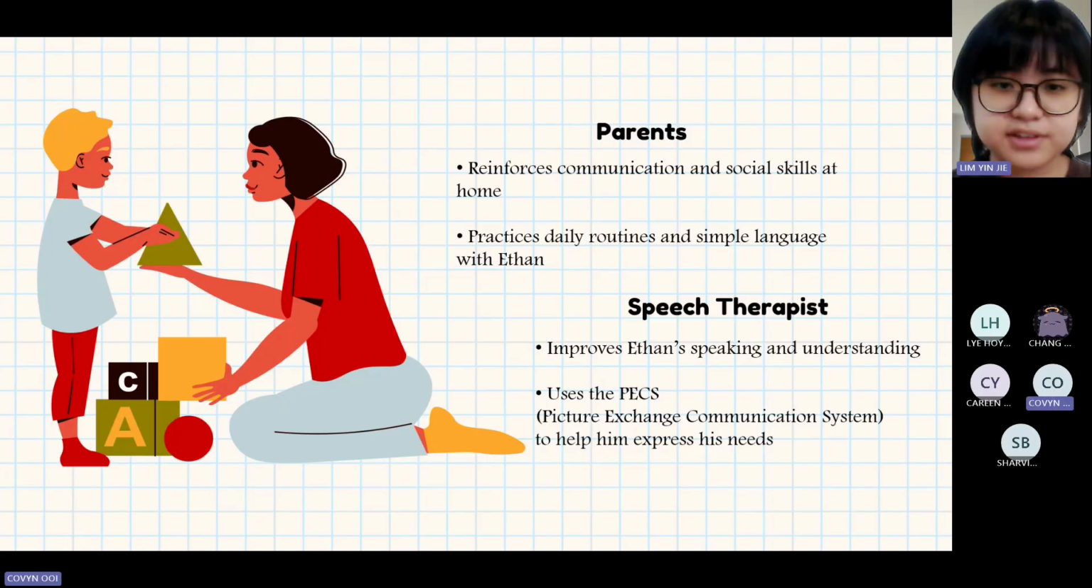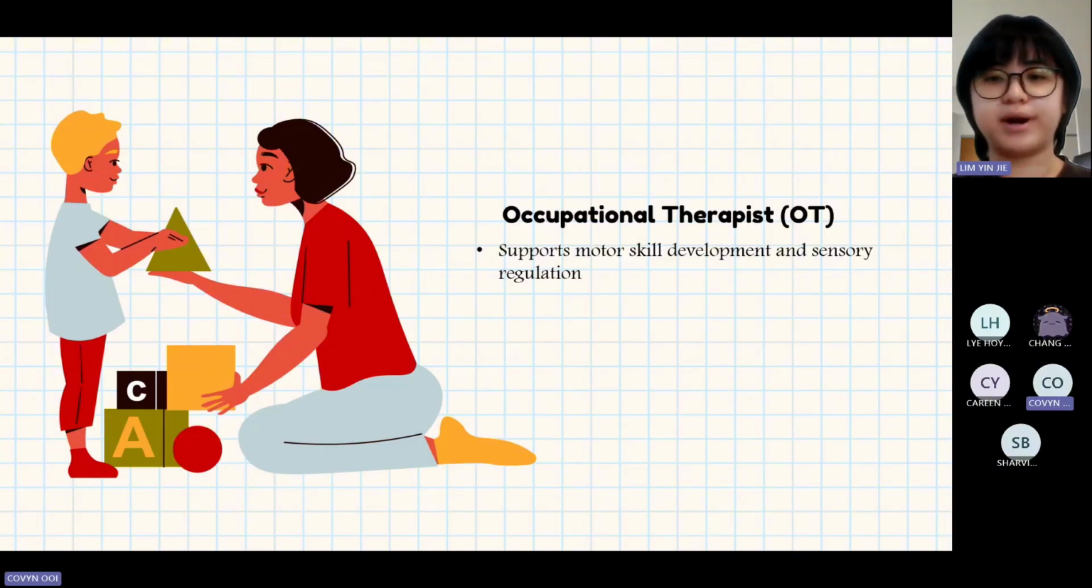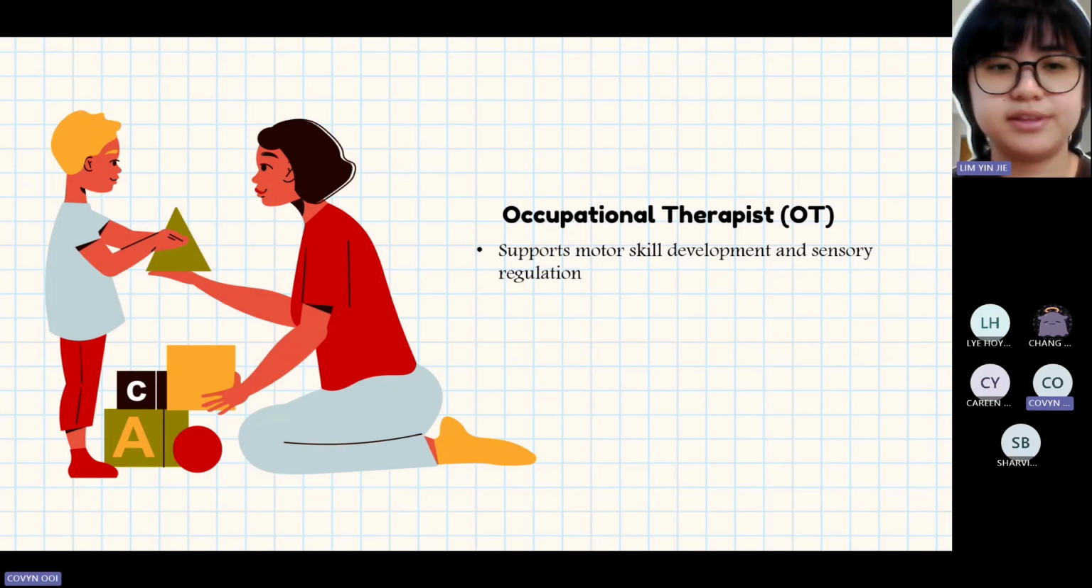Moving on to the next slide, the occupational therapists. The occupational therapists help Ethan improve both gross and fine motor skills. They help him with activities like popping bubbles to improve his eye and hand coordination. Besides, the therapist also uses a soft brush to help him feel better during meltdowns. Next, I will pass it to Carrie. Thank you.